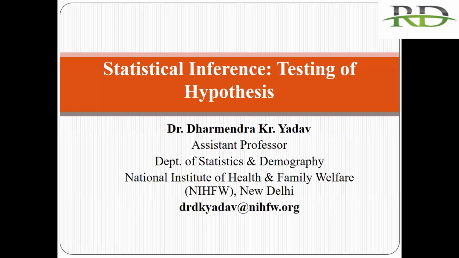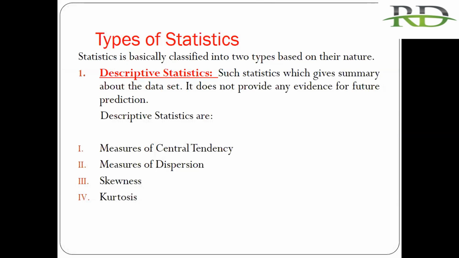Because in yesterday's class, Dr. Shambhi told you about statistical inference. As you all know, statistics has two branches, or two types of statistical methodology. One is descriptive statistics, another is inferential statistics, right? In descriptive statistics, we generally go for a brief description about the data set, what data we have.